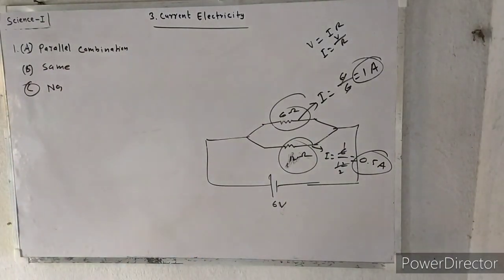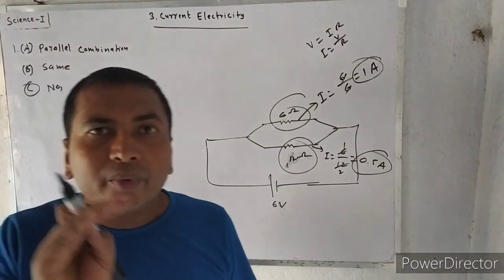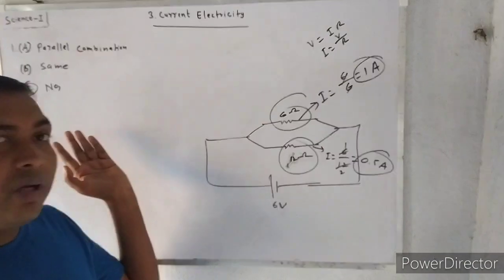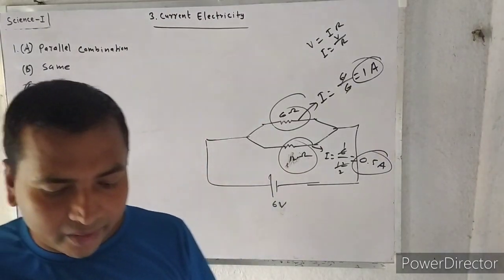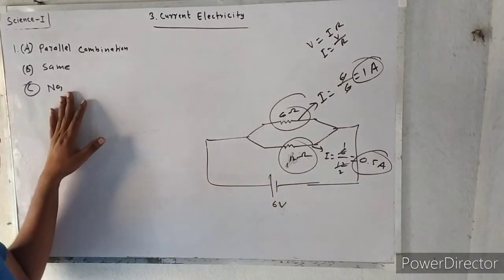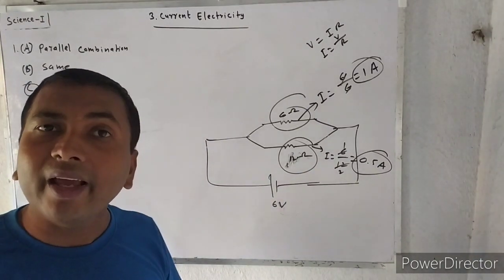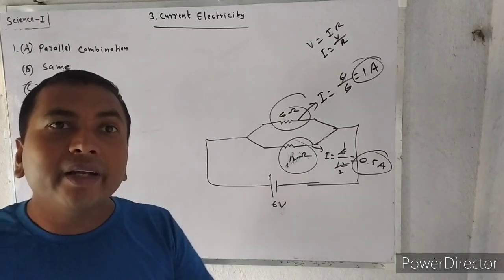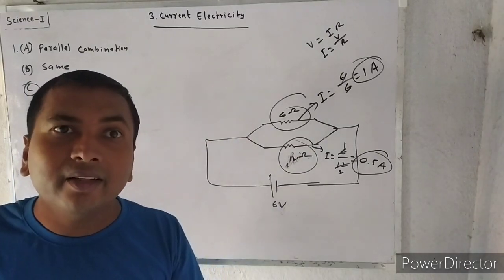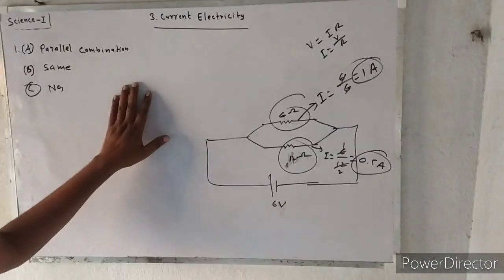Current will not be the same. Reason? What is the reason? You have to write the reason. I am not writing here, but you have to write the reason. I am explaining the reason. What will you write as the reason? The reason will be, as every appliance has different resistance, that's why current will be different. Okay, you have to write here.